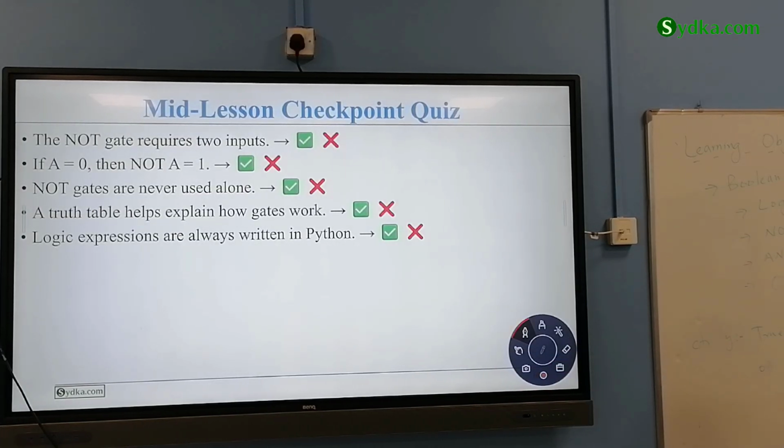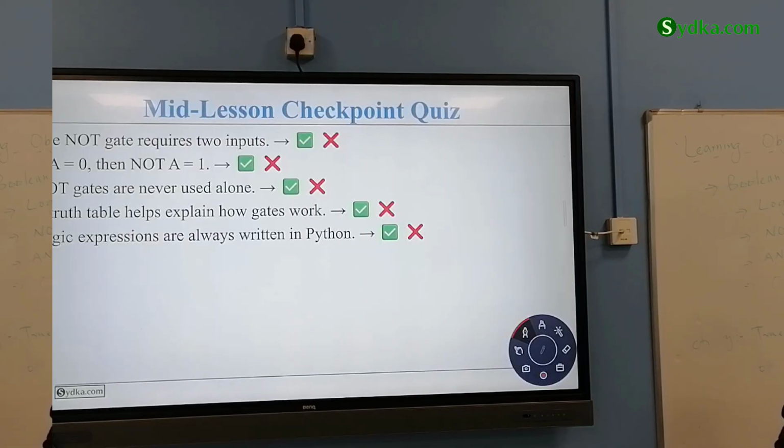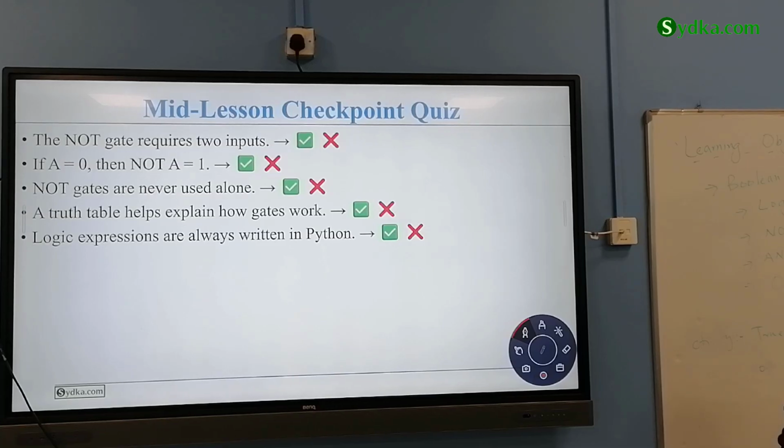Okay, question. The NOT gate requires 2 inputs, true or false? False. If A is equal to 0, then NOT A is equal to 1, true or false? True. NOT gates are never used alone. False. A truth table helps explain how gates work. True. Logic expressions are always written in Python. Good.